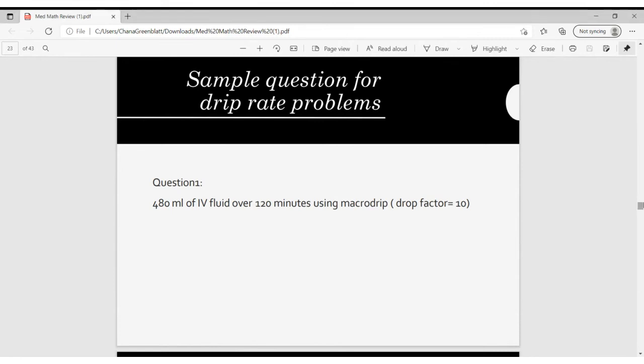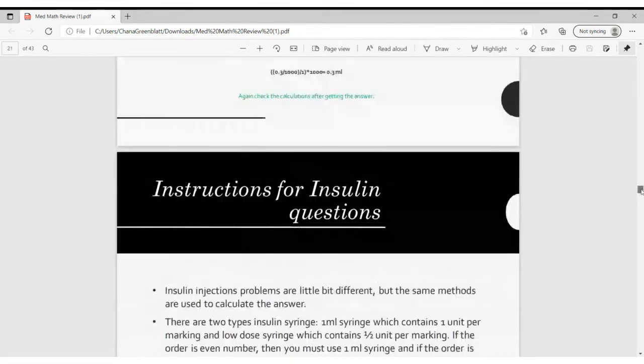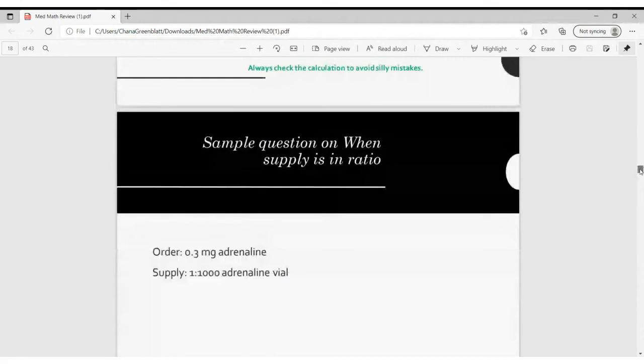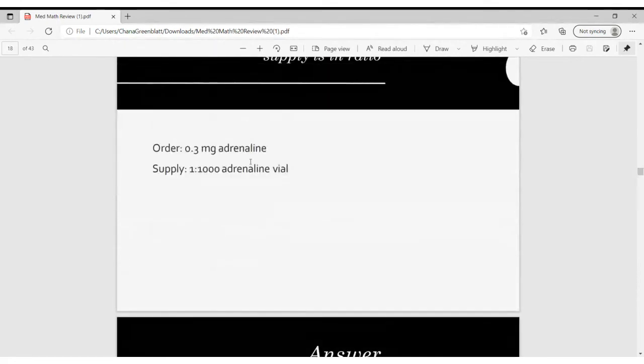So if we go back to the original question, it says the order is 0.3 milligrams. What it had, but it didn't write the unit, was 1 gram for every 1,000 ml. So meaning that in that vial, for every 1 gram of adrenaline, that was contained within 1,000 ml of liquid.